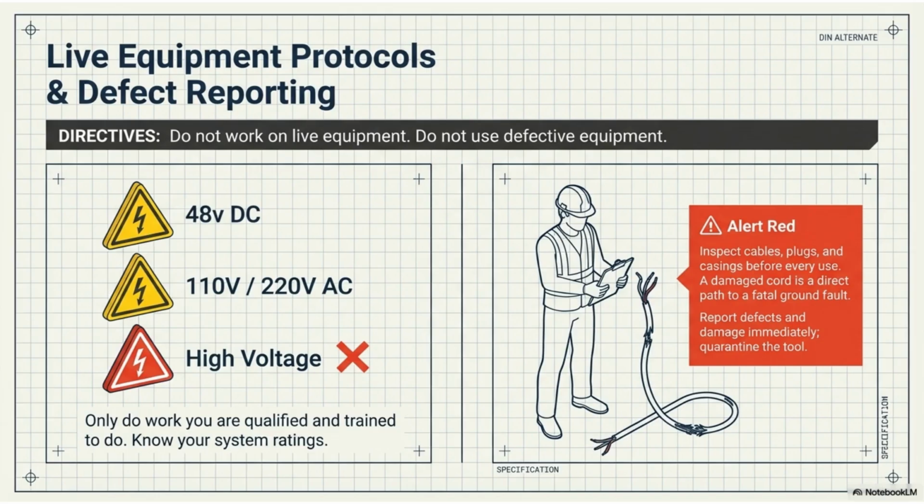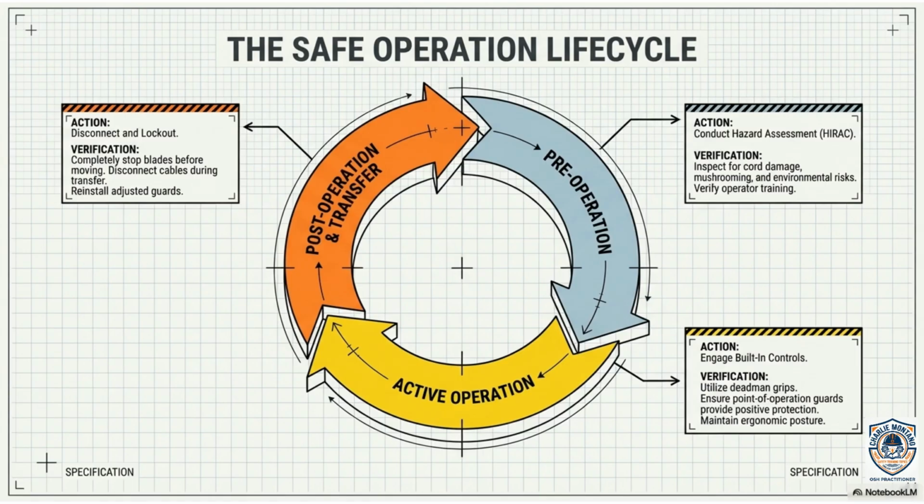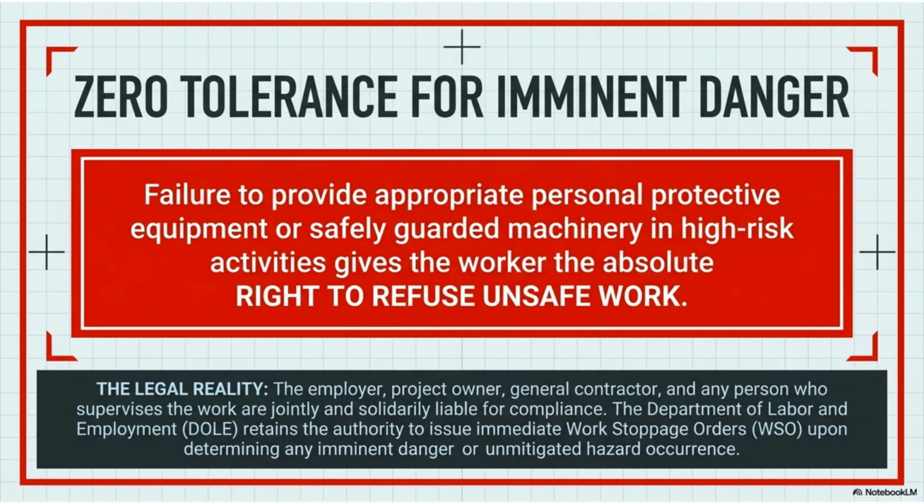Know your system ratings. The safe operation lifecycle includes pre-operation for hazard assessment, active operation with controls engaged, and post-operation and transfer involving disconnecting, locking out, and verifying all guards. There is zero tolerance for imminent danger. Failure to provide appropriate PPE or safely guarded machinery gives you the right to refuse unsafe work. Employers are jointly and solidarily liable for compliance and face work stoppage orders for unmitigated hazards.